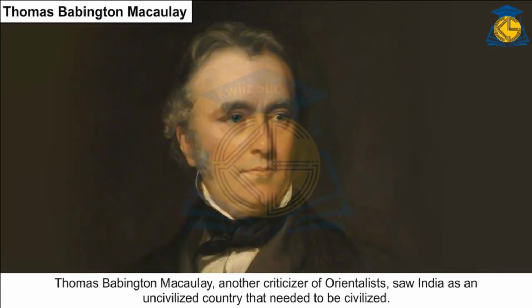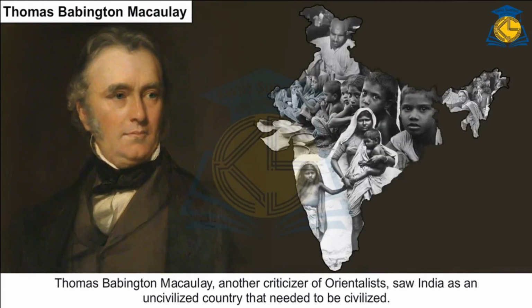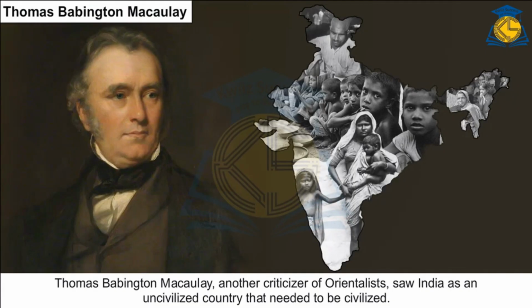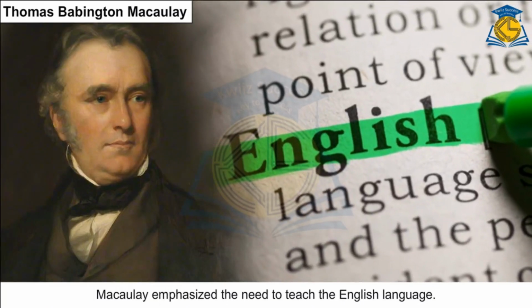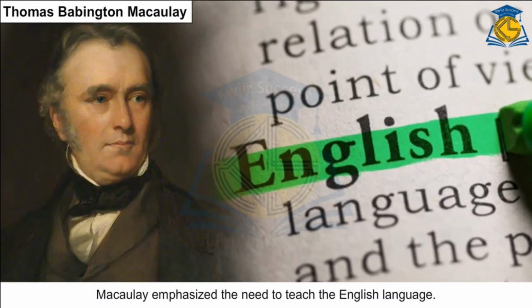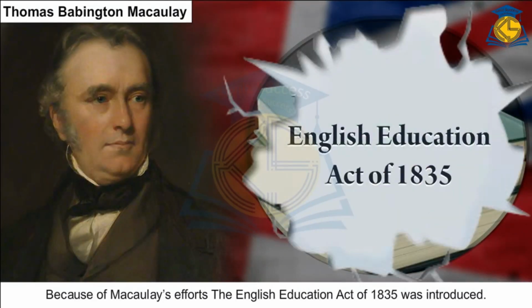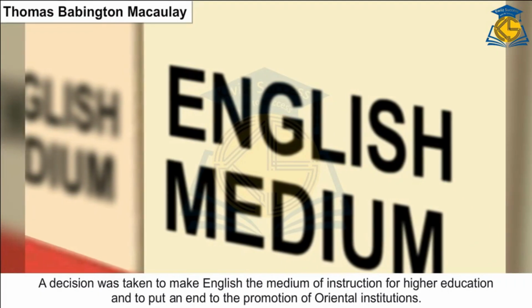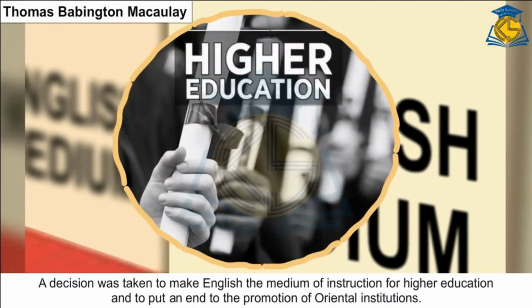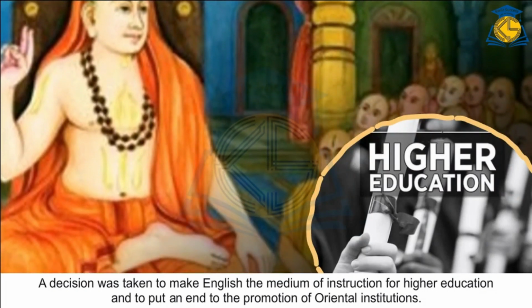Thomas Babington Macaulay, another critic of Orientalists, saw India as an uncivilized country that needed to be civilized. Macaulay emphasized the need to teach the English language. Because of Macaulay's efforts, the English Education Act of 1835 was introduced. A decision was taken to make English the medium of instruction for higher education, and to put an end to the promotion of Oriental institutions.